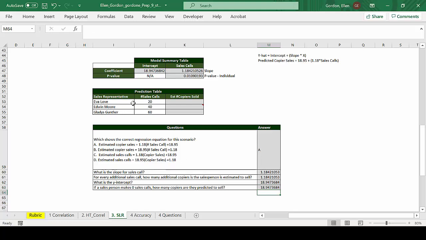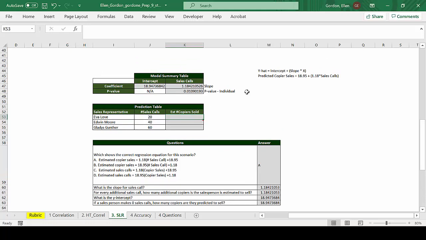Next, we're going to complete the prediction table. So you can see that we're going to predict how many copiers each salesperson is going to sell. And we're just going to use our regression equation to do that. So that's why we do regression. We conduct a regression, first of all, to see if we can use x to predict y. And if so, then we're going to actually predict y.